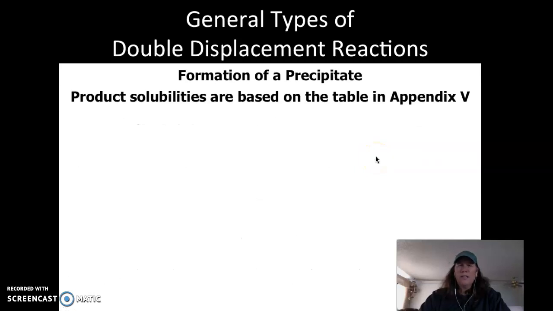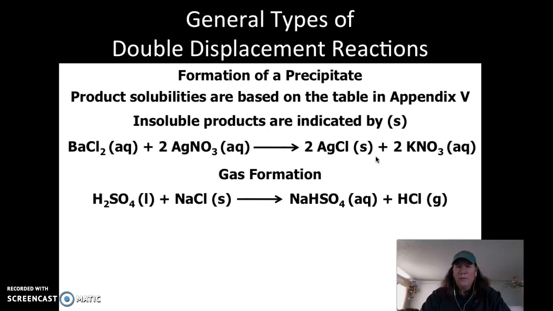So, here's the formation of precipitate. You can actually tell if they'll form a precipitate. We're not going to spend a lot of time on that. There is an appendix where you can actually look it up. If you take 121, the next one, General Chem, we actually figure that out, but I'm not going to work with that with you guys because it's probably more than we need to do.